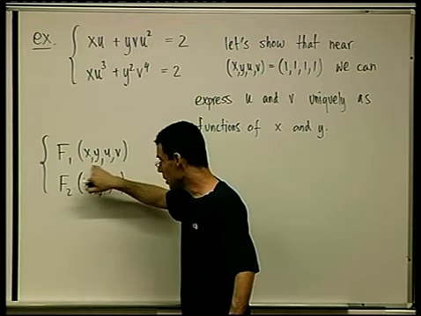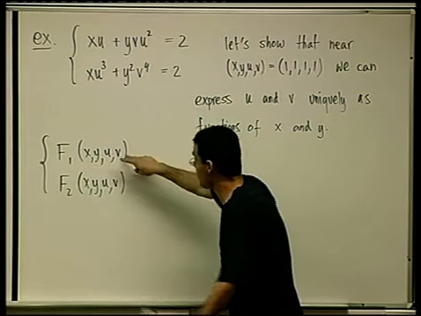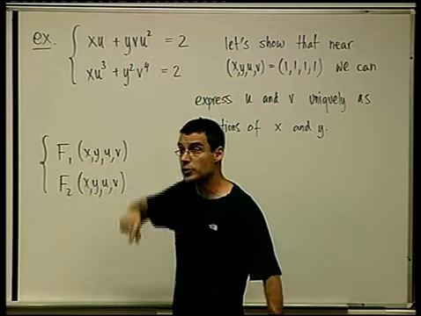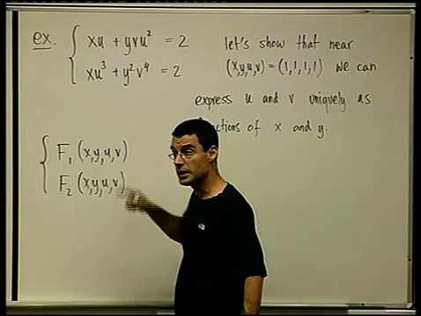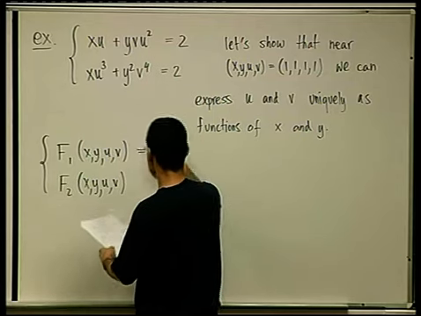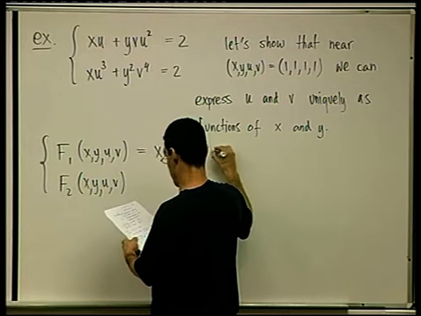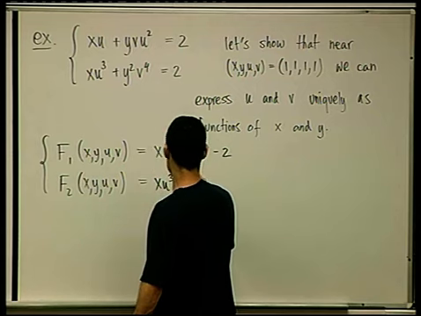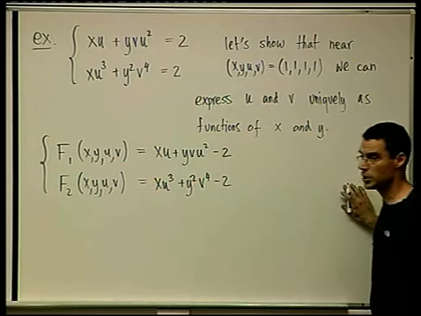X and y are going to be in the role of the x's, the variables that I want to write the other variables as functions of. So x and y are going to be x1 and x2 in that format, and u and v are going to be z1 and z2 in that format. Okay? So what is f1? f1 is this thing, xu plus yvu squared minus 2. And f2 is xu cubed plus y squared v to the power 4 minus 2. These are the two relations.